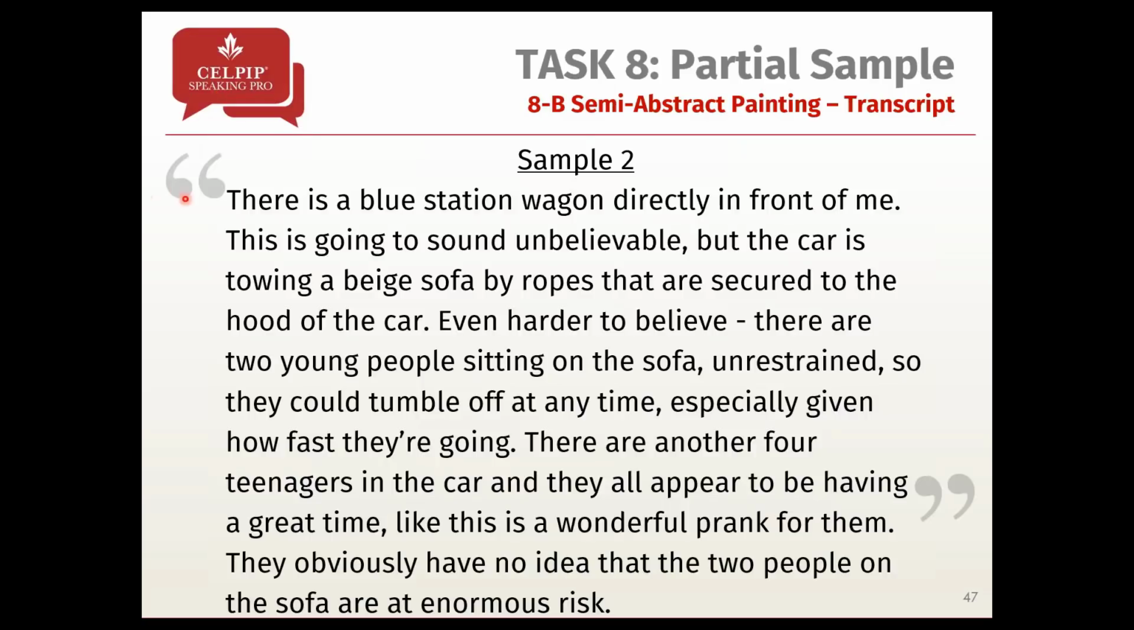There is a blue station wagon directly in front of me. This is going to sound unbelievable, but the car is towing a beige sofa by ropes that are secured to the hood of the car. Even harder to believe, there are 2 young people sitting on the sofa, unrestrained, so they could tumble off at any time, especially given how fast they're going. There are another 4 teenagers in the car, and they all appear to be having a great time. Like this is a wonderful prank for them. They obviously have no idea that the 2 people on the sofa are at enormous risk. Okay, so that's what a higher level speaker might try to do.